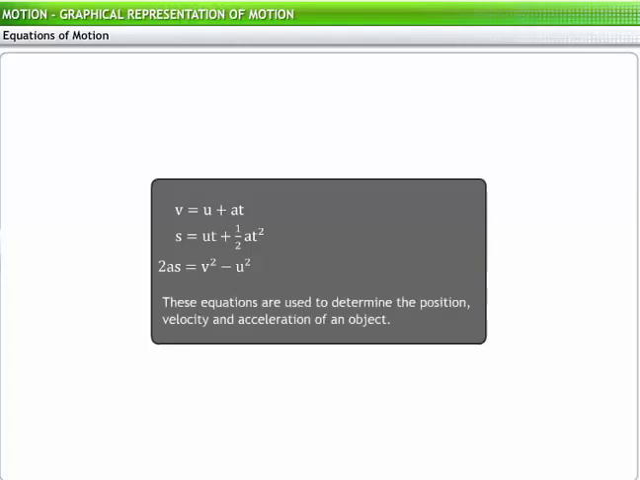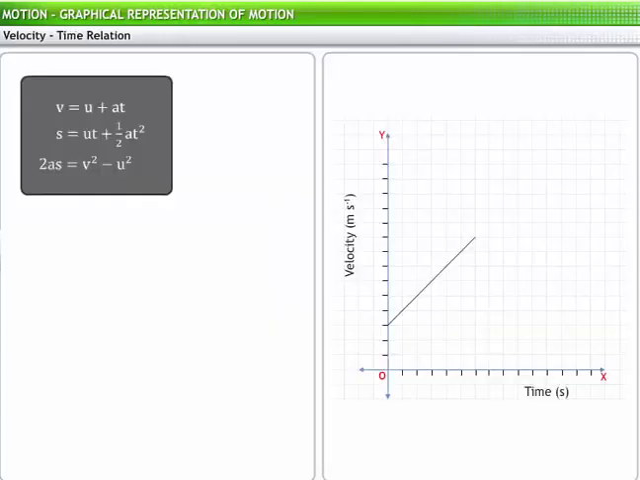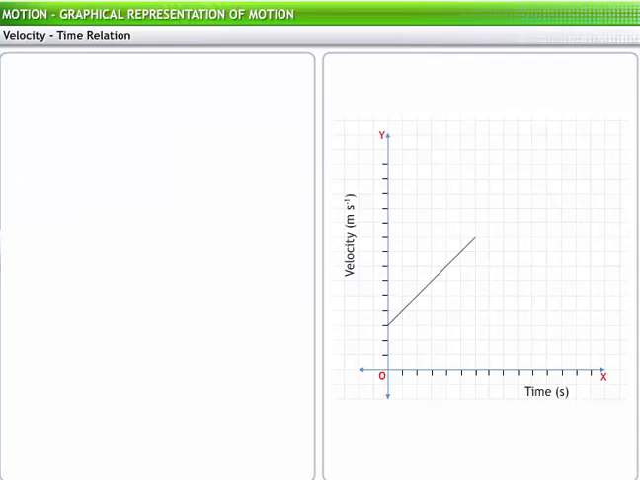These equations are used to determine the position, velocity, and acceleration of an object. We can derive these equations graphically. The first equation of motion is known as the velocity-time relation. Consider a velocity-time graph for a uniformly accelerated moving object as shown.